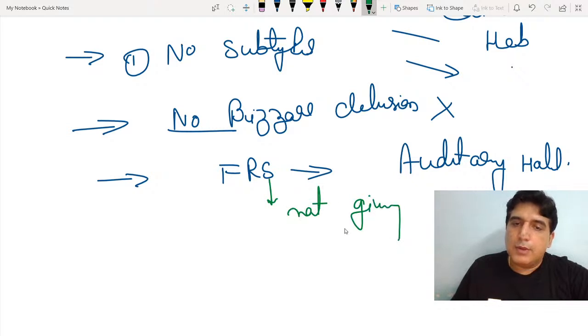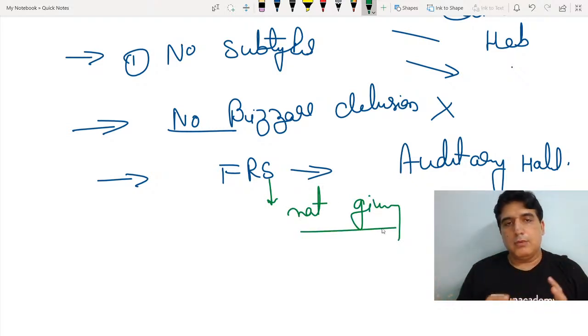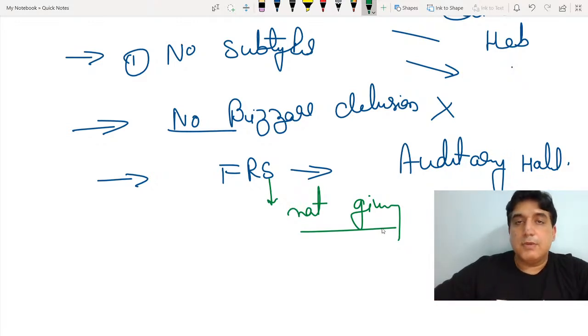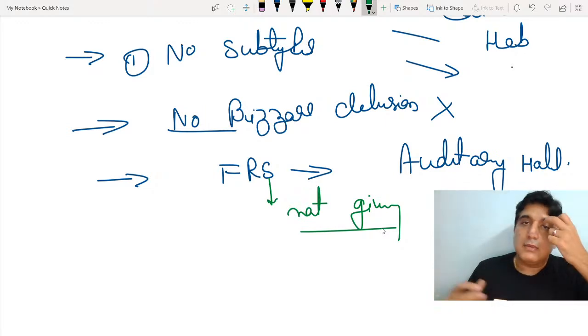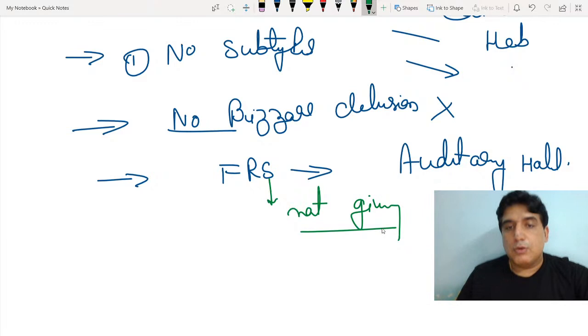So we removed two important things: the bizarre delusion concept is not there in DSM-5, and the first rank symptom of auditory hallucination, where we were using third person hallucination, commenting type, discussing type, we are not using now. This importance has been removed from the diagnosis.